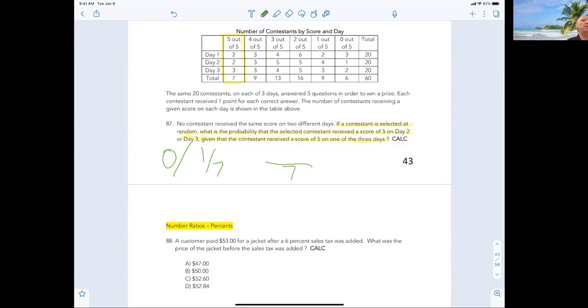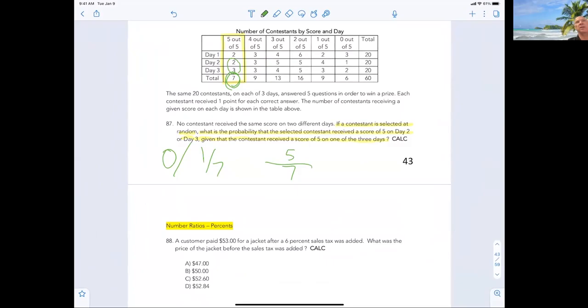Five over what? Whoa, whoa. There's only how many kids? No, no, no. You're making a mistake because we're only talking about the kids who scored a five. How many kids scored a five? Seven. And how many of them scored it on day two or day three? Five out of seven is the answer.